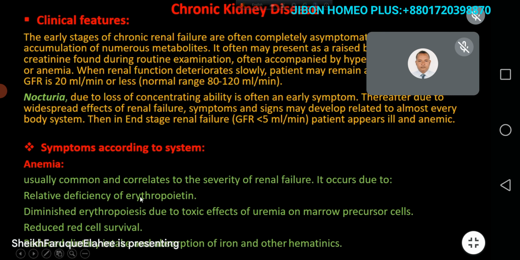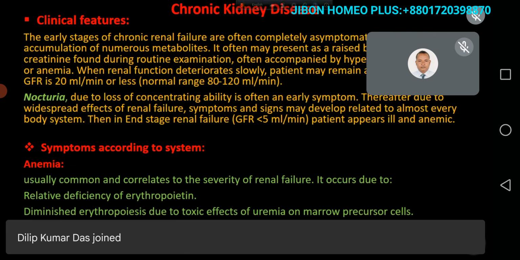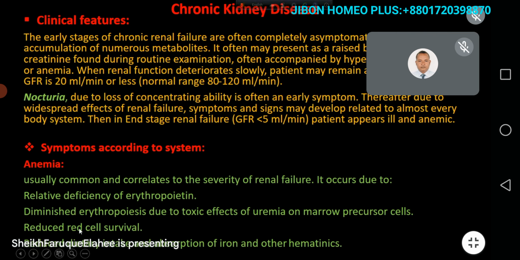So when there is chronic kidney disease, this RBC survival will be less. It will not survive for 120 days. Maybe it will survive 90 days. So there is anemia. This is another cause.